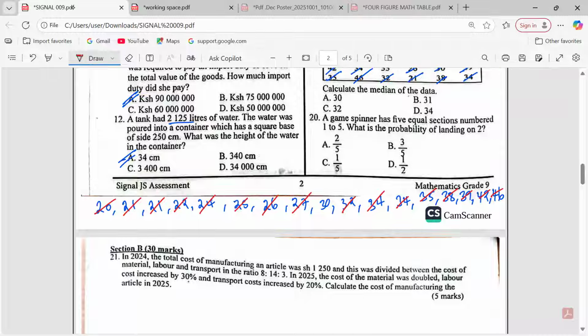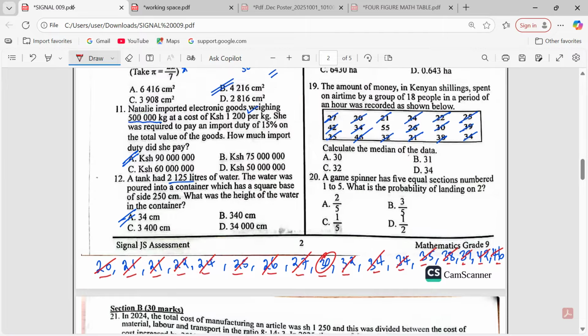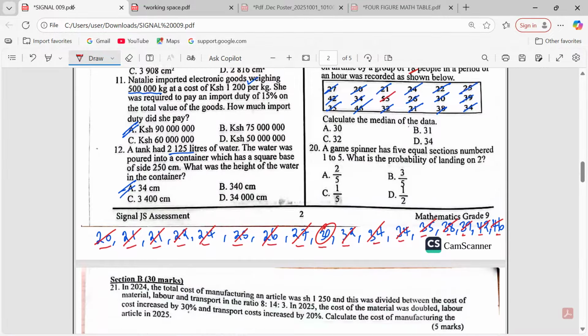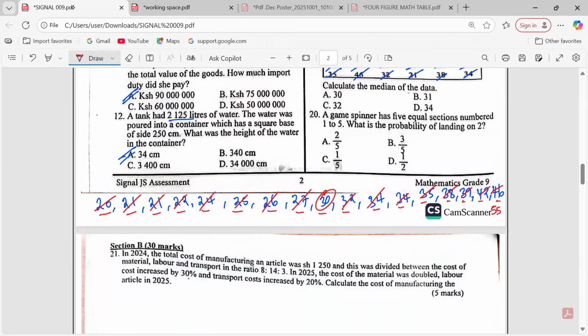You cancel 32. Does this mean we're not having all of them? Because 30 cannot be the median. We should be having two values at the mid because it's an even number. Let me check. 1, 2, 3, 4, 5, 6, 7, 8, 9, 10, 11, 12, 13, 14, 15, 16, 17. Something was left? No, they said 18 people. Oh, 55. Sorry. 55 was left. The biggest was left. Sorry for that, ladies and gentlemen.